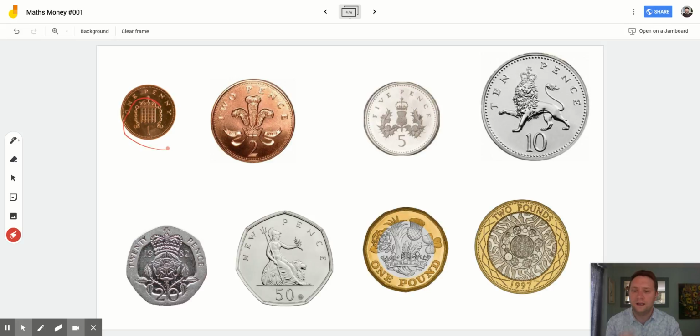Now, the 1 penny looks like it's made of copper, but it's actually steel coated in copper. It is a round coin. So is the 2p, but the 2p is quite a bit larger. 5p is a different colour but smaller, and still round. 10p is still round but a lot bigger than the 5p. And then when you get to the 20p, you get to the first one that's a different shape.